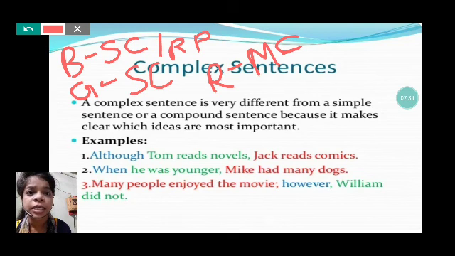Now the third sentence. Many people enjoyed the movie. This is a complete sentence, that's why it is the main clause. However, it is joining, so it is a subordinating conjunction. William did not what? It is incomplete, so it is a subordinate clause.